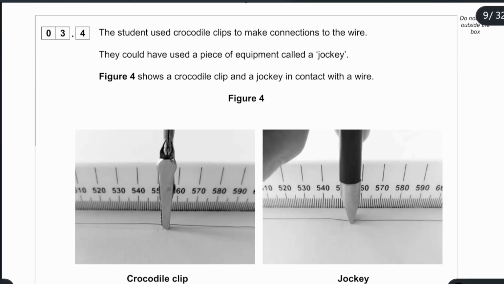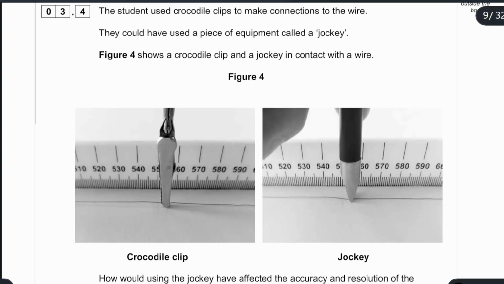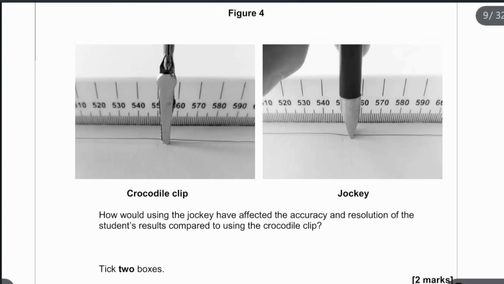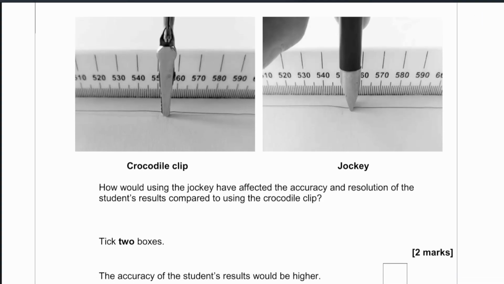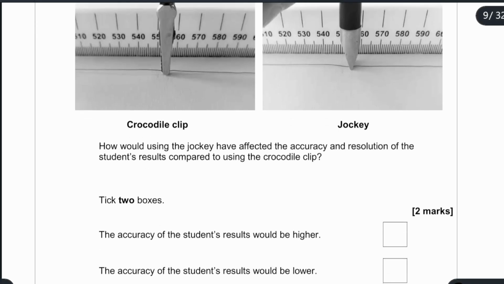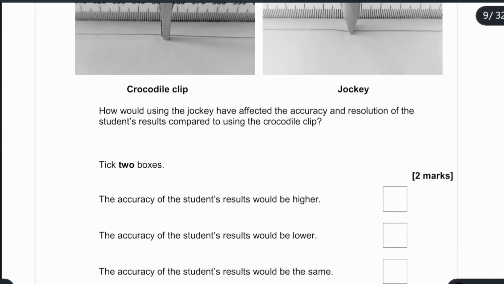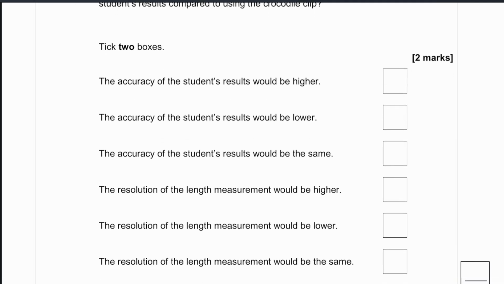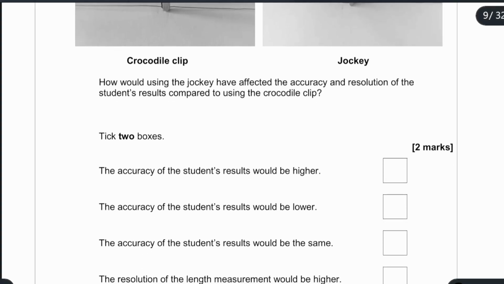Okay, 3.4. The student uses crocodile clips to make connections to the wire. They could have used a piece of equipment called a jockey. So here there's a crocodile clip and here is a jockey. How would using the jockey have affected the accuracy and resolution of the student's results compared to using the crocodile clip? If you use a jockey, would the accuracy be higher, would the accuracy be lower, would it be the same? Or would the resolution of the length measurement be higher, lower, or the same? Here we want to tick 2 of these boxes.